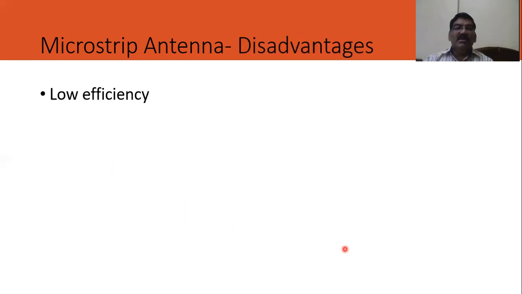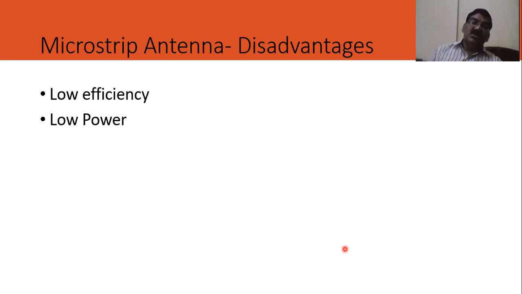Now what may be the disadvantages? Here your disadvantage is low efficiency. Efficiency means whatever input power you are giving and how much output power you are getting, so the ratio of that output by input, that is the simple concept as we know. So this antenna, as it is a planar structure, has low power handling capacity and low efficiency, which means the gain of such antennas is comparatively less.